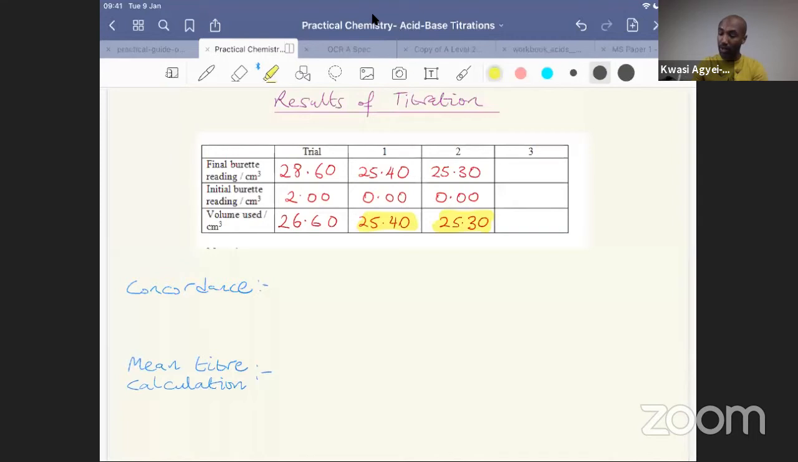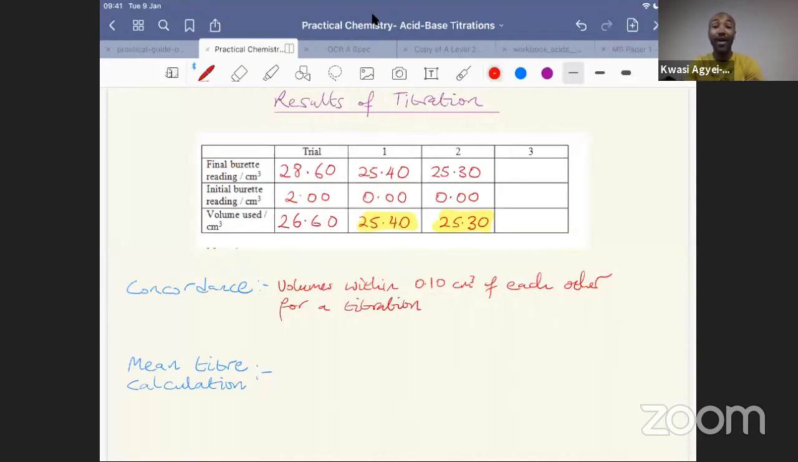Okay, so concordant results are volumes within 0.10 centimeters cubed. At this stage, you can stop. There is no need to go on to obtain further titre volumes. As soon as you have two results that are in agreement, two results that are within 0.10 centimeters cubed, that is your titration done.